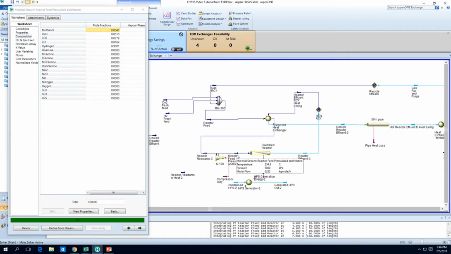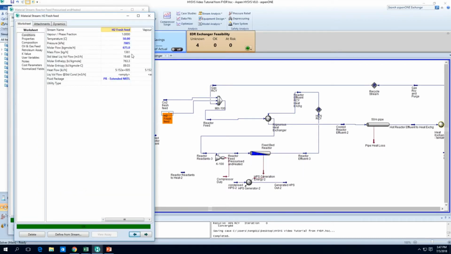And again, we have a little too much feed. So now it's converged, but the molar flow is at about 6000 plus. So let's do the similar trick. Maybe I'll tone it down a bit. 500 kg mole per hour of hydrogen fresh feed.